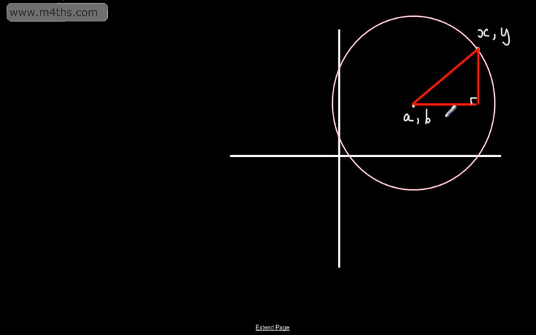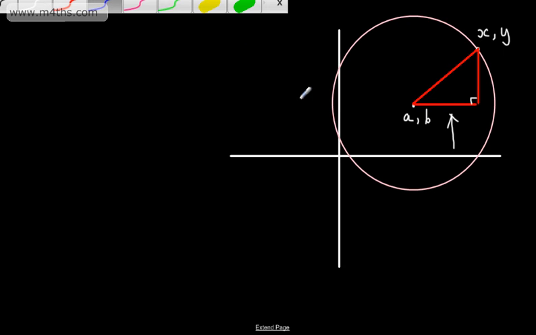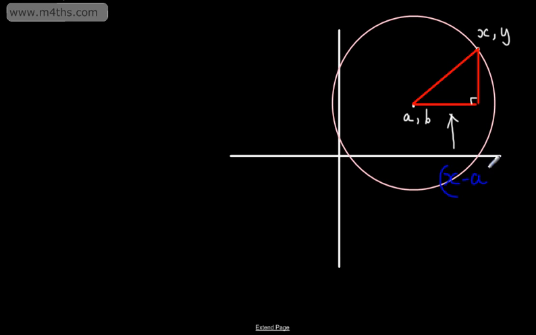So let's now look at this. This length here, consider that the x-coordinate here is x and the x-coordinate here is a. So when we use Pythagoras or the distance formula, we can say that this length right here, and I'll just change the colour so you can see it slightly easier, this is going to be x minus a. If we now consider this length right here, this is the y-coordinate of y, this is the y-coordinate of b, this is going to be y minus b.